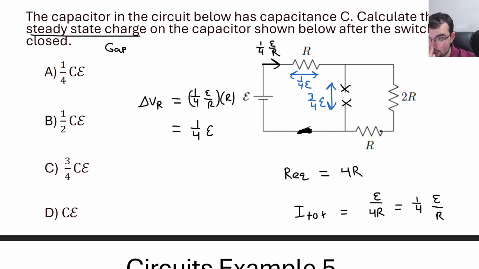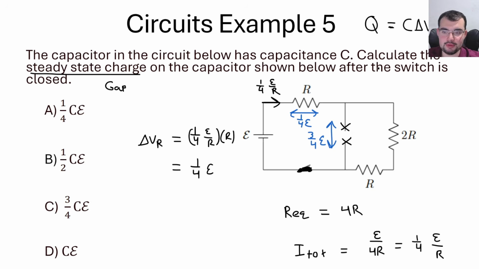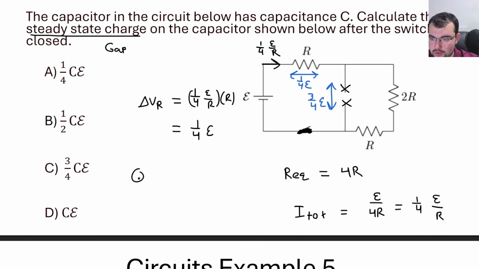Why that's helpful is because we wanted the charge on the capacitor, and the charge on a capacitor is Q equals CV. So that means Q is equal to the capacitance C times the delta V across the capacitor, which is 3/4 of the battery EMF.